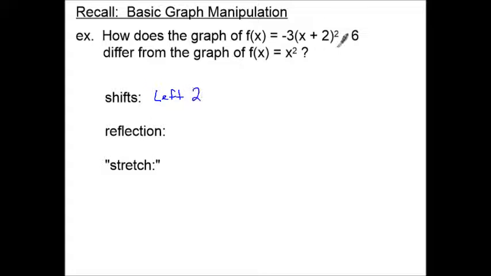Okay, and of course, with the x is a horizontal shift. Any number added or subtracted outside of the x is going to be a vertical shift. So in addition to the left 2 shift, we've actually got a shift down 6 as well. Okay, any reflection, now reflection is going to be basically a negative coefficient on your variable. So in this case, this is going to be a reflection over the x-axis.